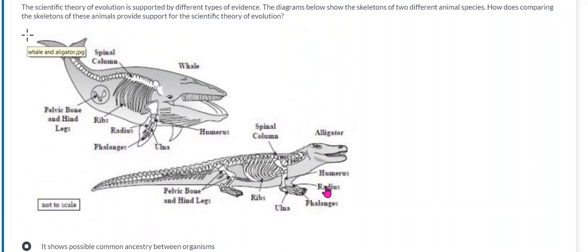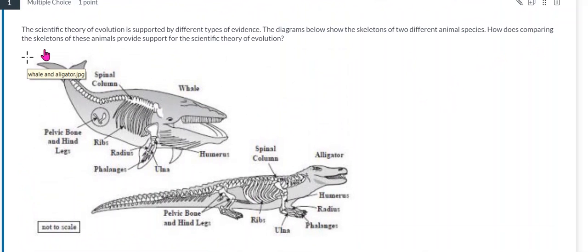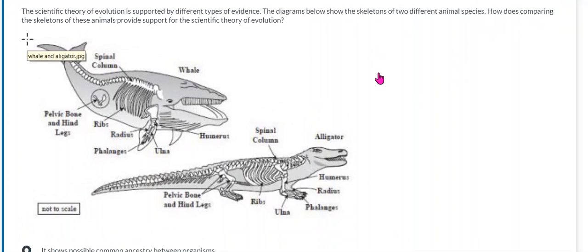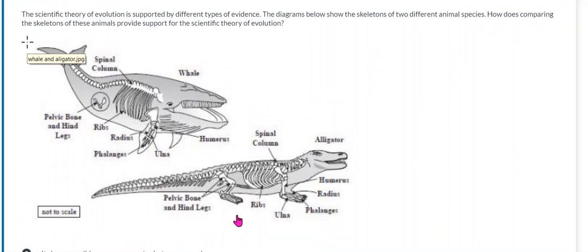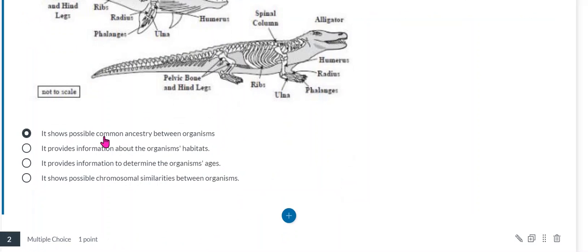So now let's look at the question. The question is asking how does comparing the skeletons of these animals provide support for the scientific theory of evolution? The best answer here is it shows the possible common ancestry between organisms, because though they live in two different habitats, they do share the same internal anatomy, but they have modified structures to perform their functions, and this is called homologous structures. So you can see that they have a rudimentary hind limb, which is considered to be highly developed in their ancestor's body, and so that's why this is the correct answer.